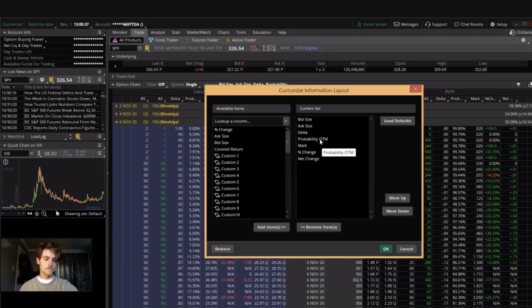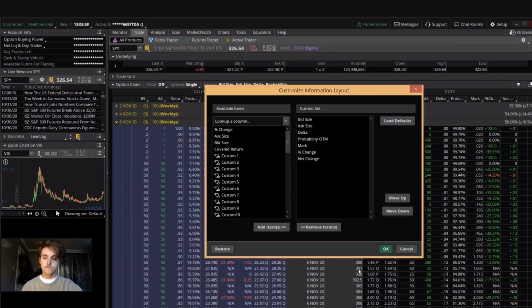Probability out of the money. If you're trading credit spreads, this is a must. You must have this on your option chain. Mark. Now, obviously you guys know that there's a bid quote and an ask quote. The mark is just going to give you the midpoint of those two quotes and an average price of where that spread or where that strike leg will be filled.